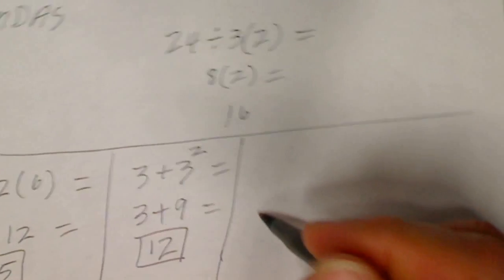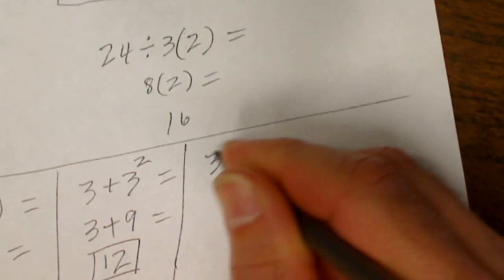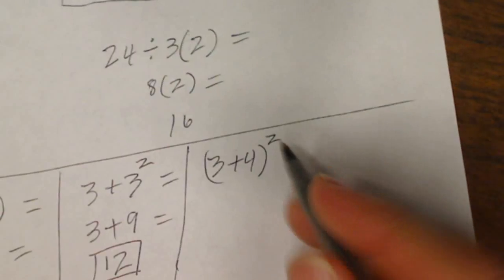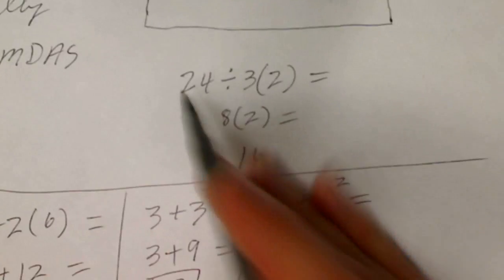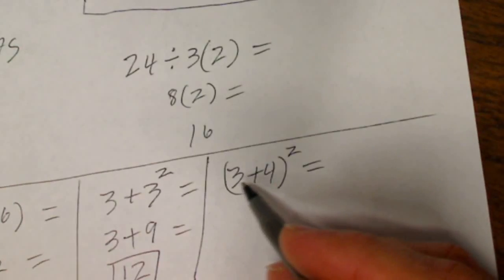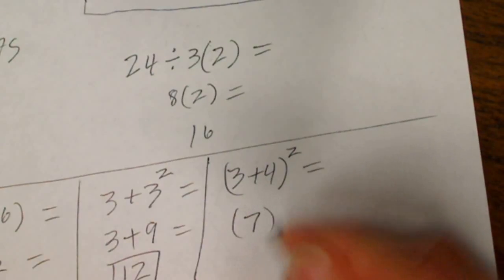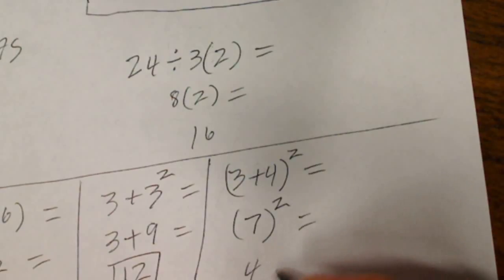Here's another example. 3 plus 4 quantity squared. That is 3 plus 4 inside the parentheses, and all of that is squared. The order of operations tells you to work inside parentheses first. Do not distribute the exponent. You will get the wrong answer. Add the operation inside the parentheses. Addition is the operation. 3 plus 4 is 7. The 7 is in the parentheses. 7 squared is 49.